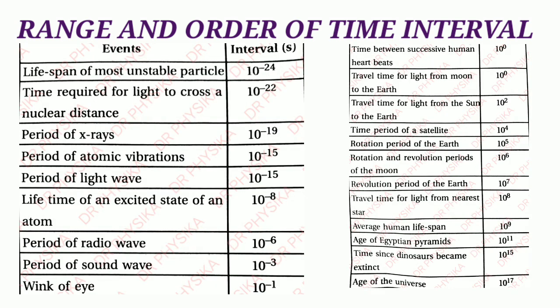And the last topic is range and order of time interval. Look at this table. According to this table, the maximum time, the age of the universe, is equal to 10 raised to 17 second. And the minimum time, for the most unstable particle, is 10 raised to minus 24 second.